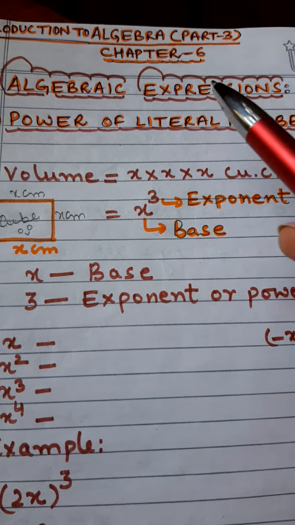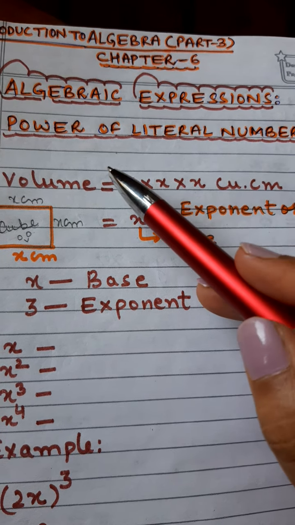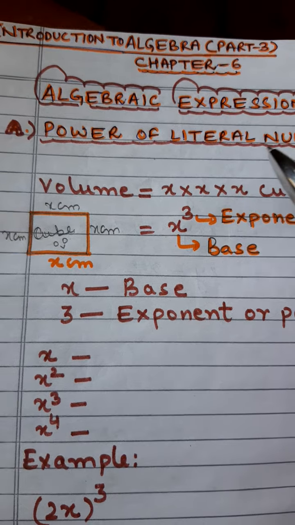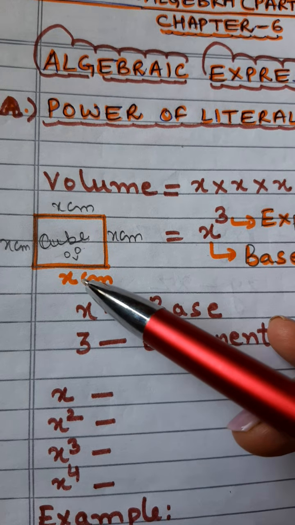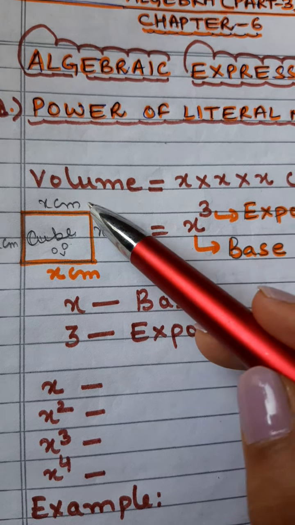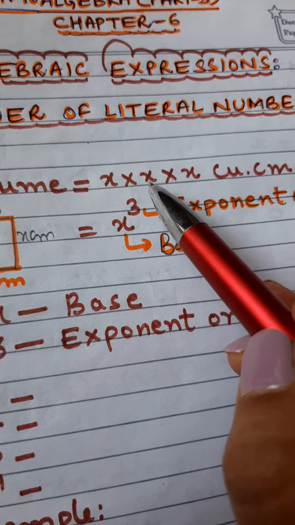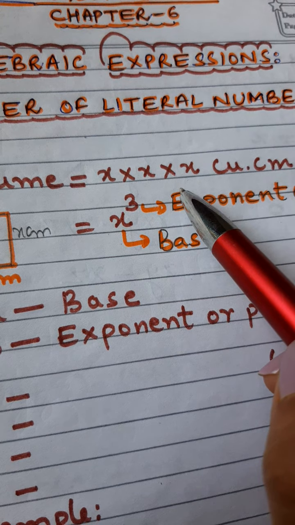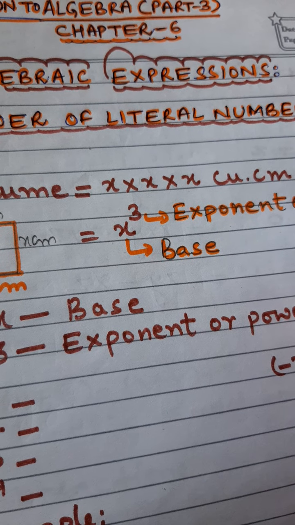The first one is power of literal numbers. Power of literal numbers, that is, how do we write the powers? This is a cube having side x centimeter. So how do we write the volume of the cube? Volume is equal to x multiplied by x multiplied by x, or x cubed, in cubic centimeters.